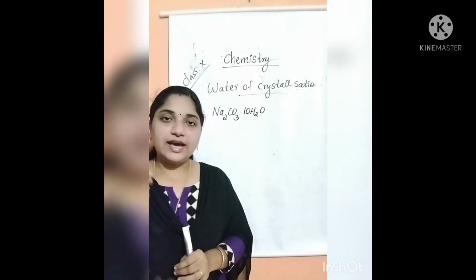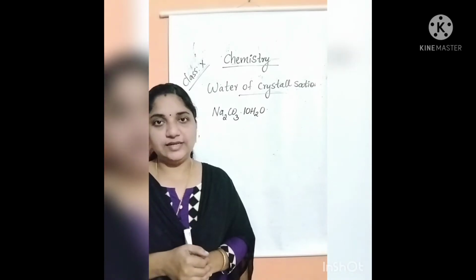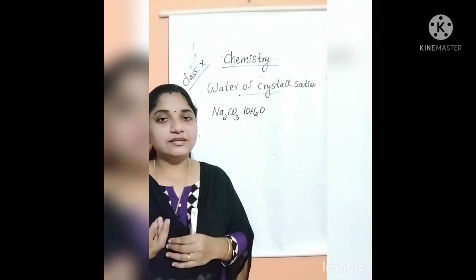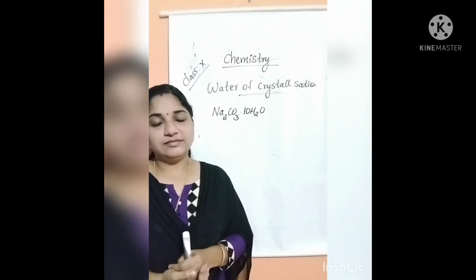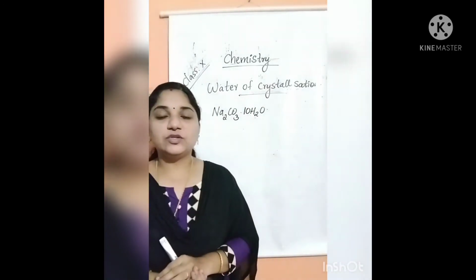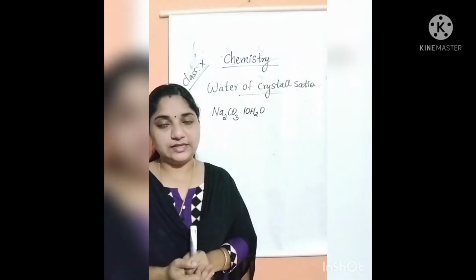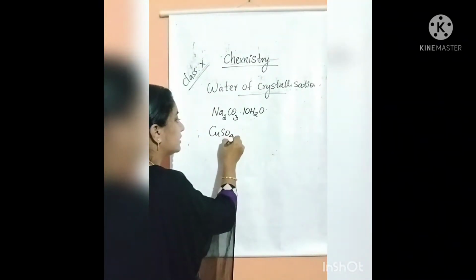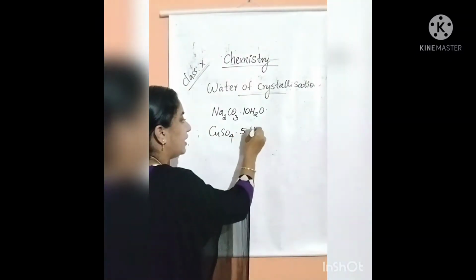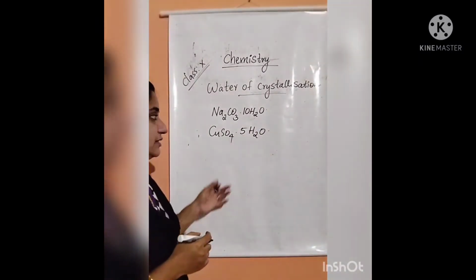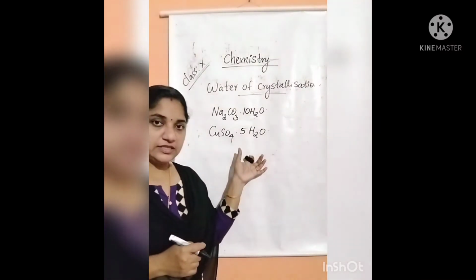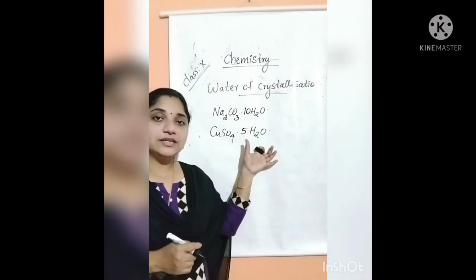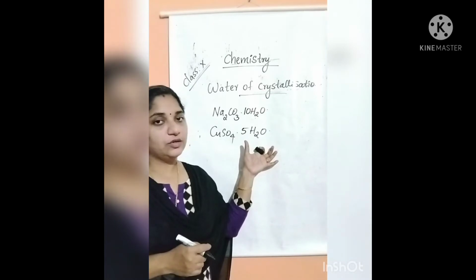When we add some water again, its color reappears. We can see its color regain. That means copper sulfate actually has some water molecules in it. Copper sulfate crystals contain 5 molecules of water. This is the actual formula of copper sulfate crystals: CuSO4 5H2O. 5 water molecules are there in one formula unit of copper sulfate.